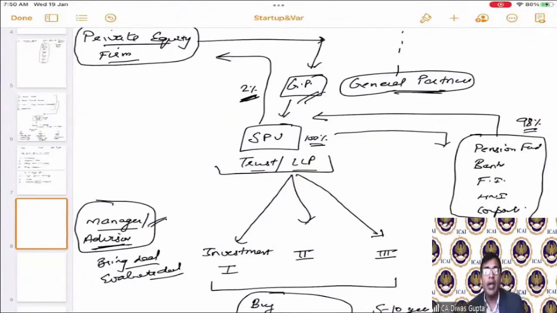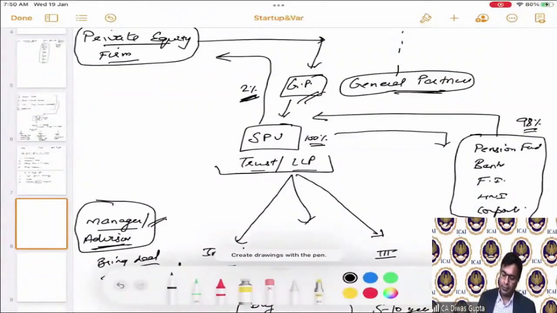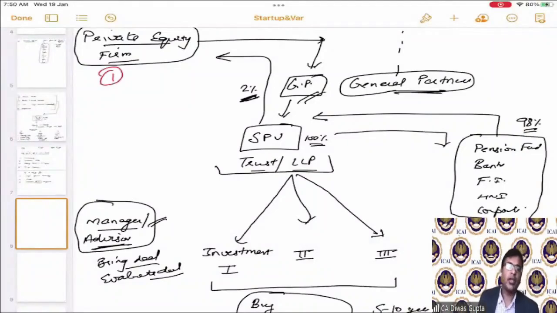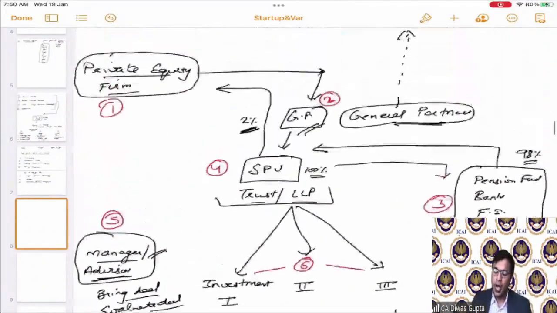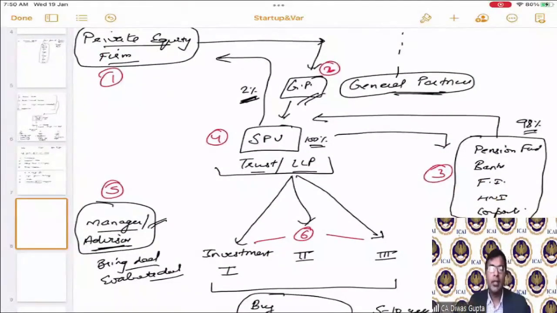Now, students, what are the different types of entities involved in this? First of all, there is a private equity firm which is responsible for appointing the general partners. Second is the general partners themselves. Third are the limited partners who are contributing the amount. Fourth entity is this SPV. Fifth, not an entity but a party to this, is the manager or advisor. Then sixth are all these startups put together. So you see how many parties are involved in the entire model to operate.